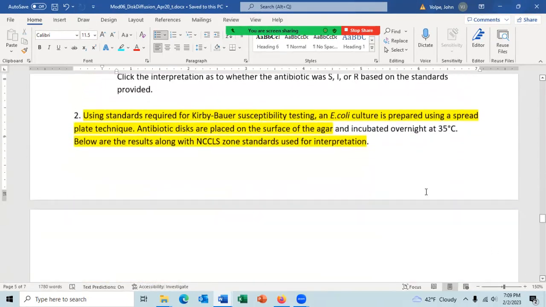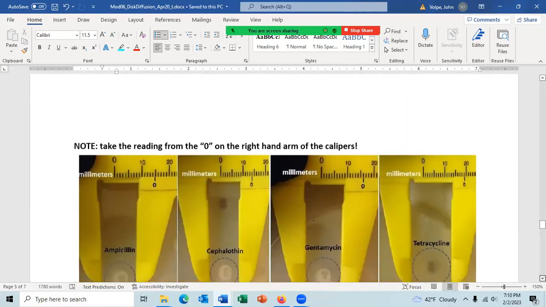All right. So using the standards required for the Kirby-Bauer susceptibility testing, an E. coli culture is prepared using a spread plate technique. Antibiotic discs are placed on the surface of the agar. Plates are incubated at 35, and below are the results, along with the NCCLS zone standards that you use for interpreting the Kirby-Bauer antibiotic test.